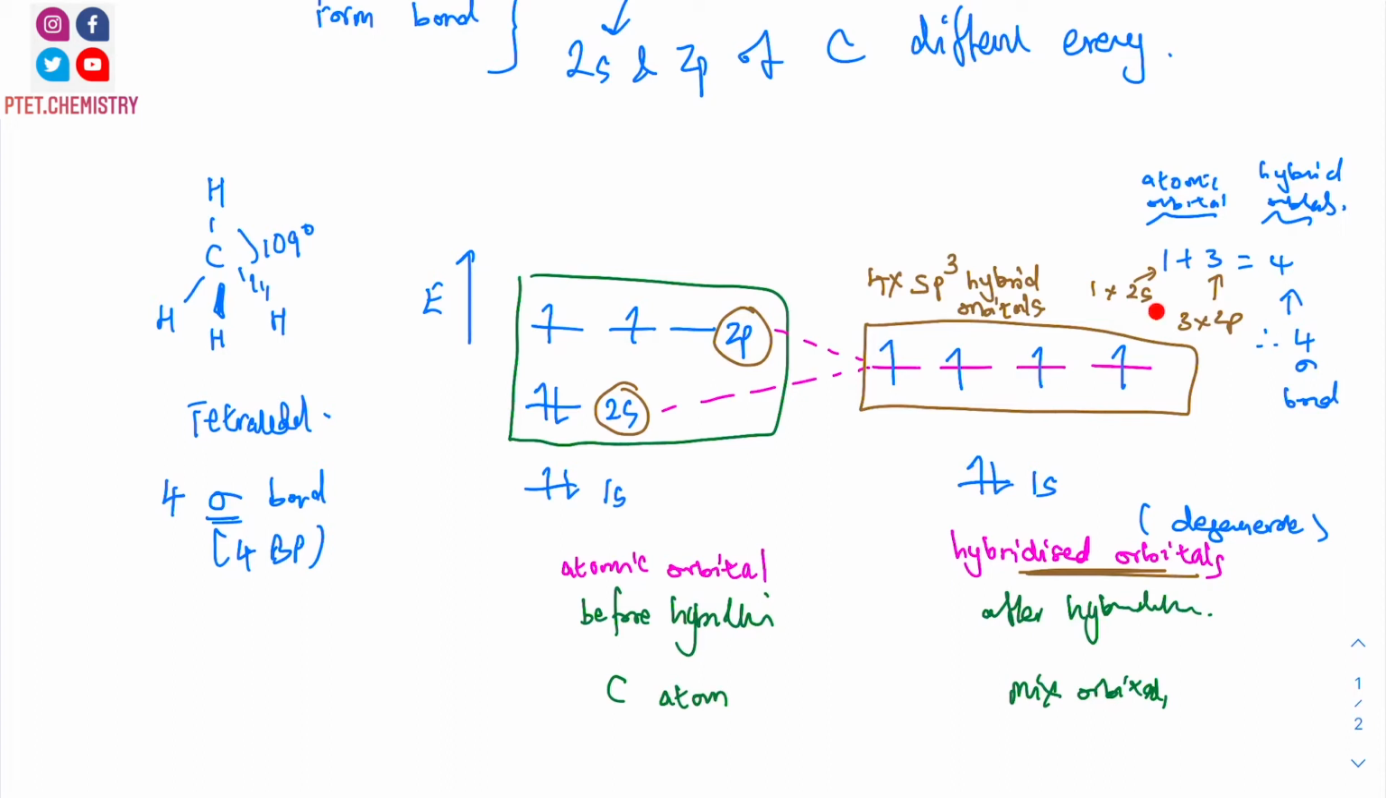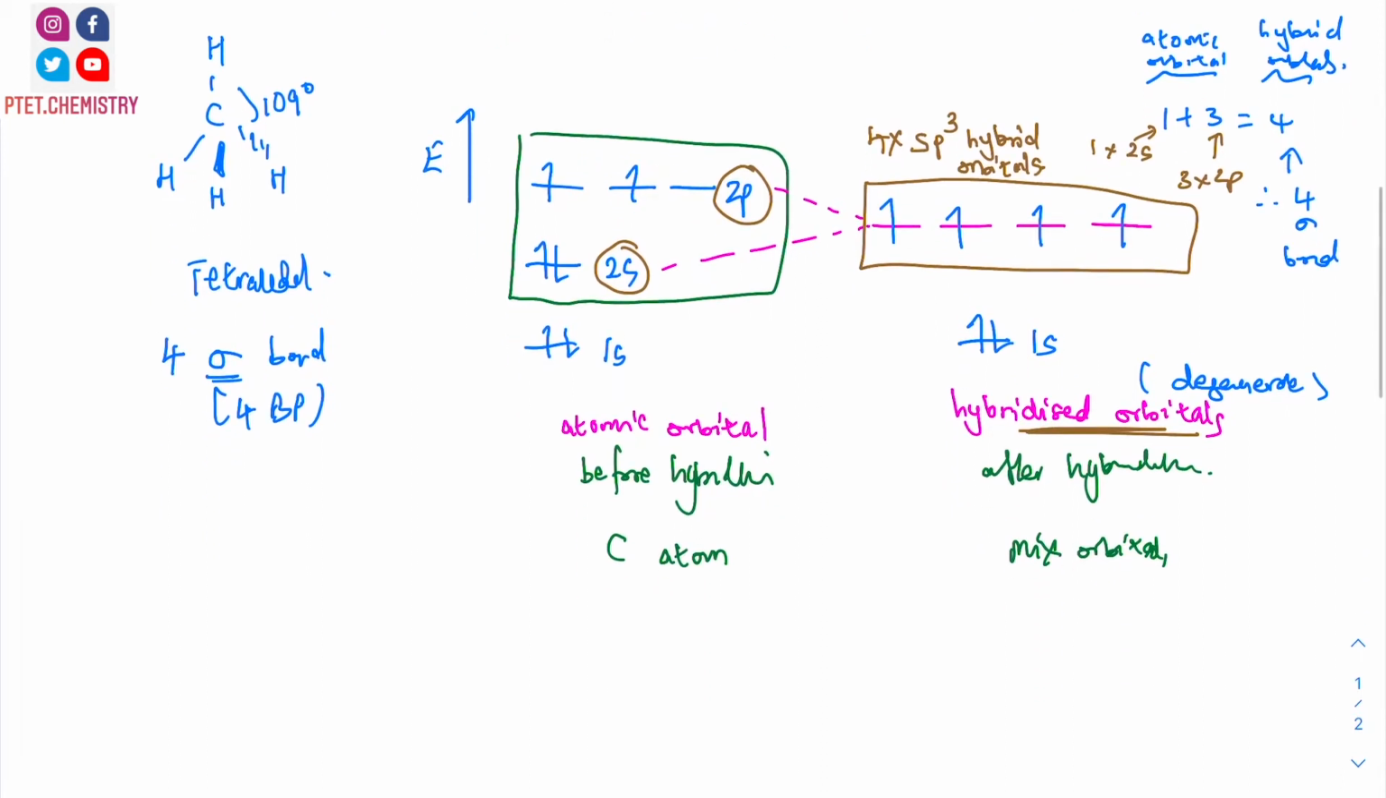Okay, I mix in 1 of the 2s of carbon, 3 of the 2p of carbon, and I get 4 sp3 hybrid orbitals. They are what we call degenerate. They have the same energy now, unlike this. That's why I have 4 parallel spin like that. And then there's my 4 electrons that's being shared by the 4 hydrogen, each of them forming 1 sigma bond.